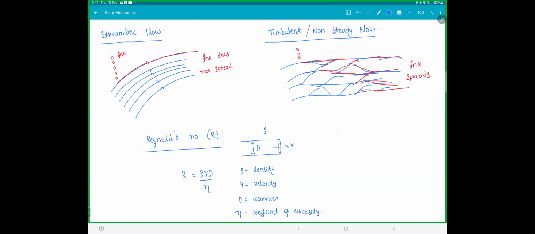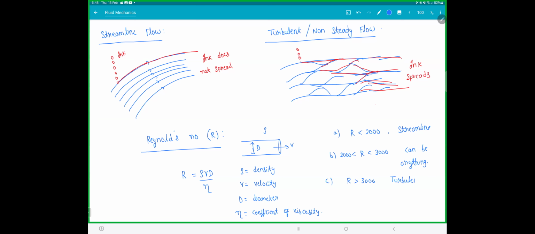So what Reynolds came up with is, if the Reynolds number is less than 2000, the flow is streamlined. If the Reynolds number is between 2000 and 3000, it is actually transitioning. So it can be anything. It can be streamlined or it can be turbulent, we can't say. If the Reynolds number is greater than 3000, the flow becomes turbulent.